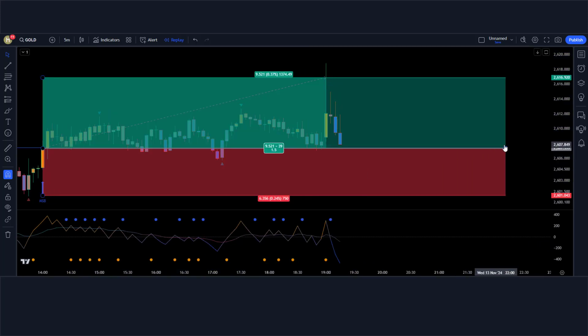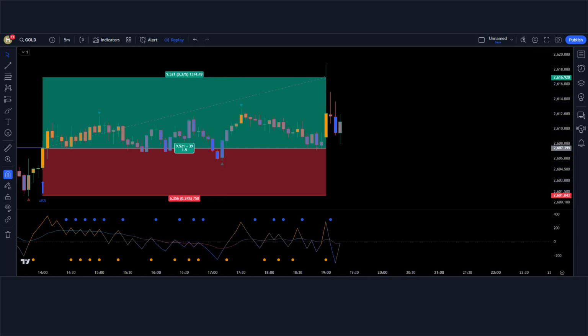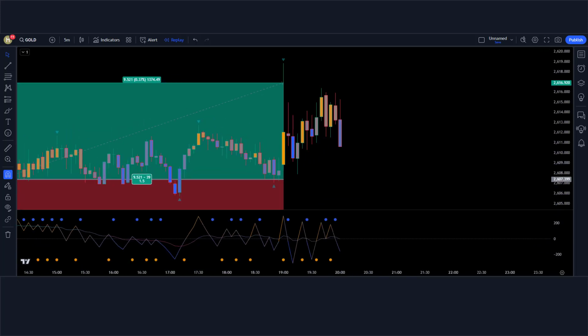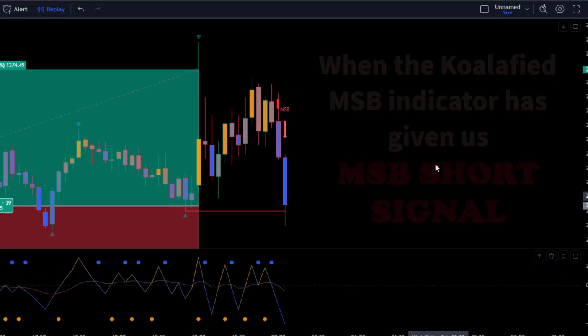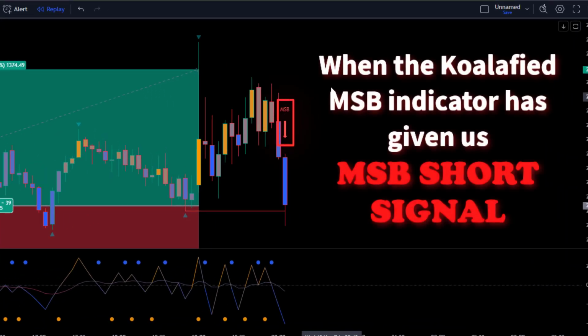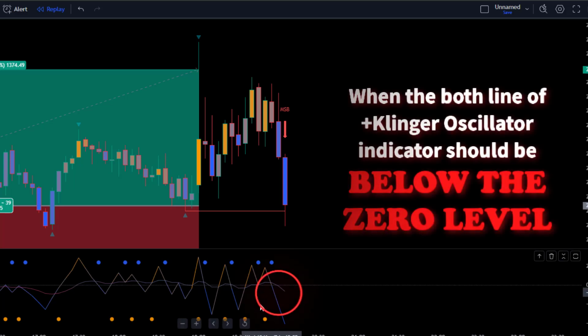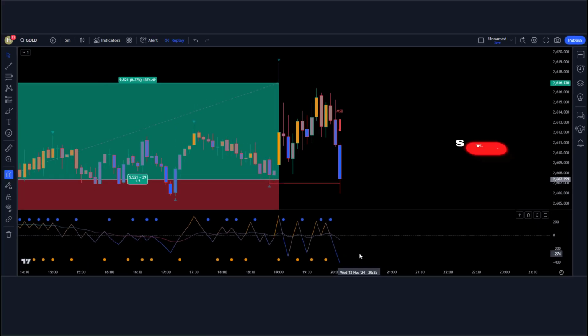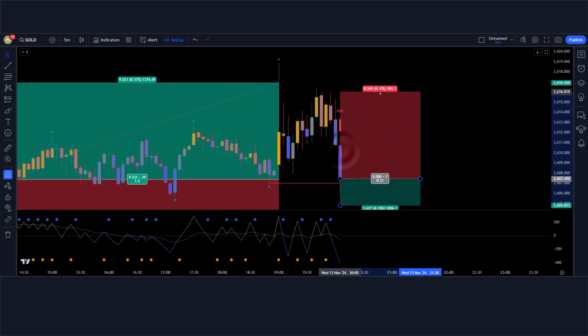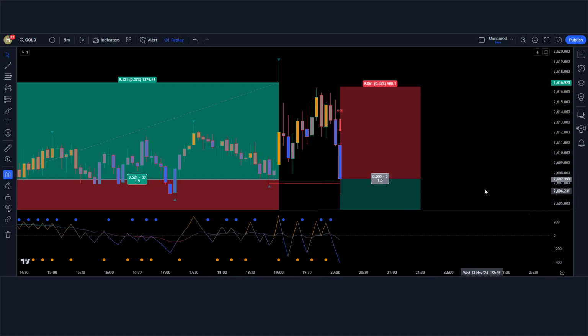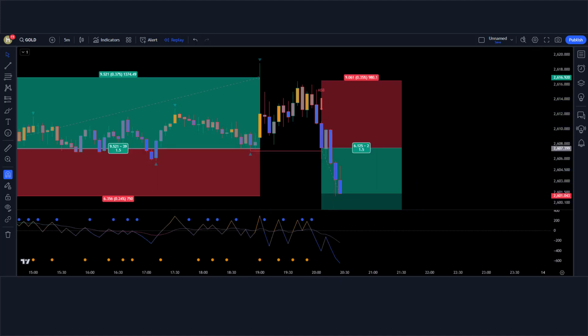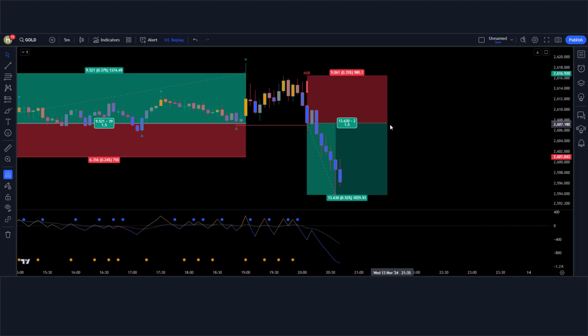The market has completely hit the target. Now let us understand the short position. When the Qualified MSB indicator has given us MSB short signals, when the market has formed a bearish candle, and when both lines of the Plus Klinger Oscillator indicator are below the zero line, if these conditions are fulfilled, then we will place a sell order. Our stop loss will be placed at the current market's higher level, and the risk to reward ratio will be 1:1.5. The market has completely hit the target.